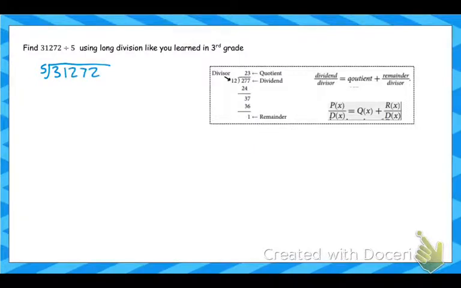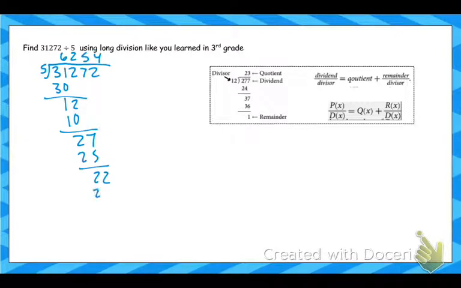Then the way we figure this out, all right? 5 goes into 31 6 times. We multiply, then we subtract. Then we bring down the next number. Then we do it again. 5 goes into 12 2 times. 2 times 5 is 10. Then we subtract. Bring down the next number. Do it again. Subtract. Do it again.